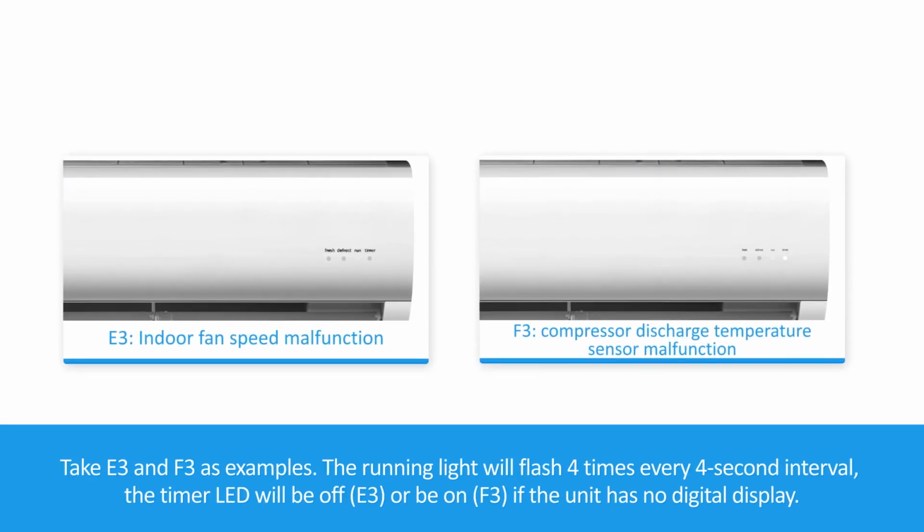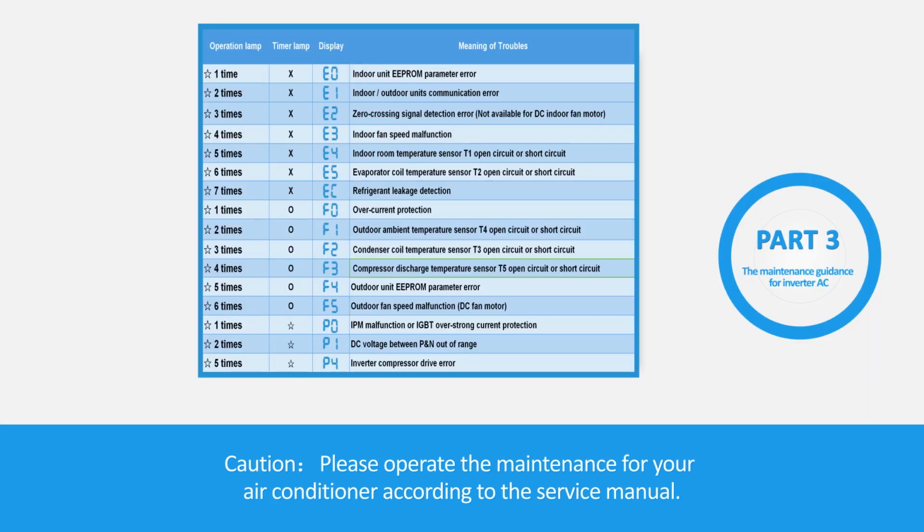Take E3 and F3 as examples. The running light will flash 4 times every 4-second interval. The timer LED will be off, E3, or be on, F3, if the unit has no digital display. Caution: please operate the maintenance for your air conditioner according to the service manual.